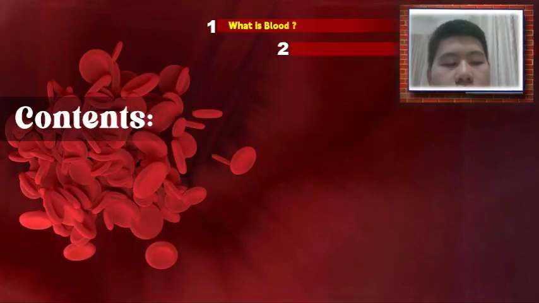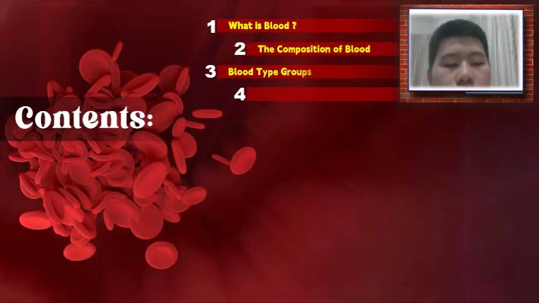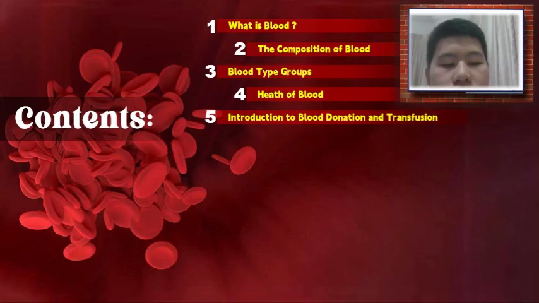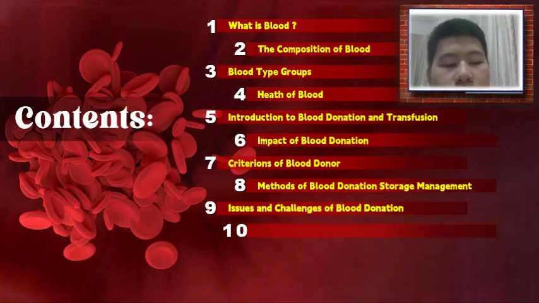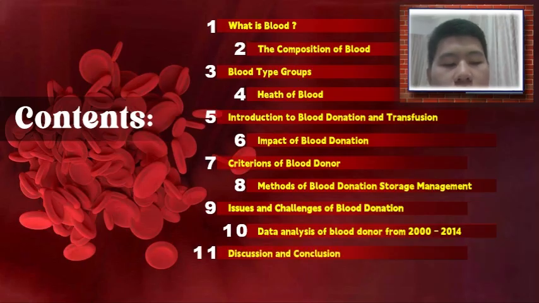Contents. What is blood? The composition of blood, blood type group, health, blood, introduction to blood donation and transfusion, impact of blood donation, criterion of blood donor, method of blood donation, storage management, issues and challenges of blood donation, data analysis of blood donor from 2000 to 2004, discussion and conclusion, and lastly, reference.